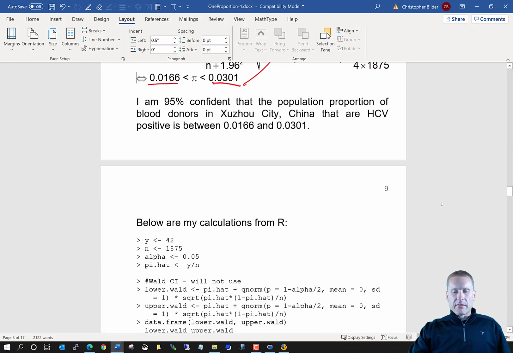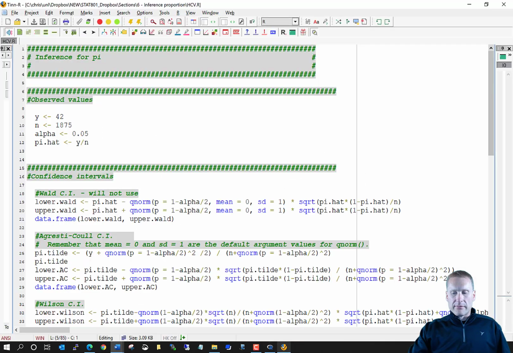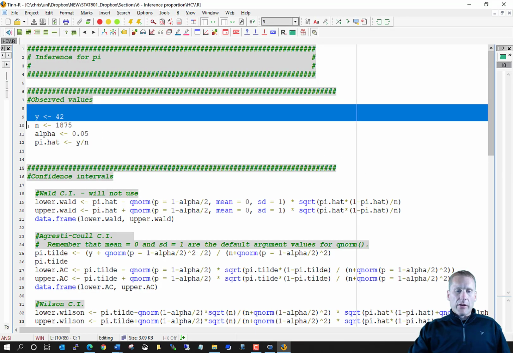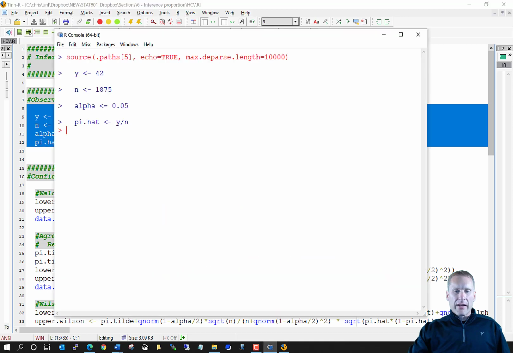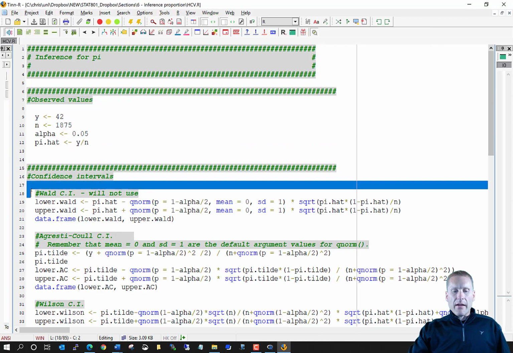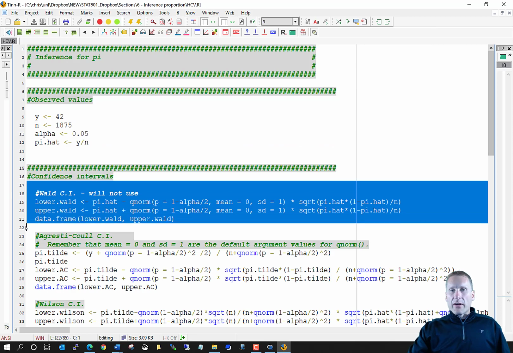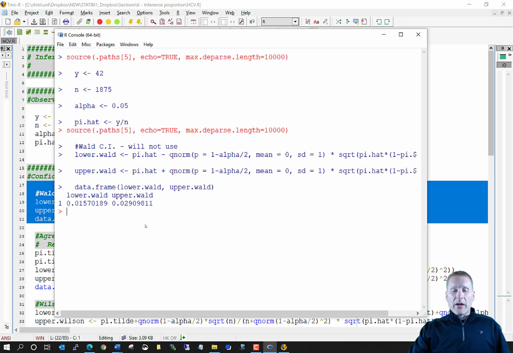So let's talk about how we can do this in R then. So I'm going to set my y, set my n, set my alpha, and calculate pi dot hat. Here's some code with the Wald interval. Again, we'll never use that interval in class or on any graded assignment or any kind of graded activity. But I calculated it here just to show you what it would be so we can make comparisons. And so we have 0.0157 to 0.029.